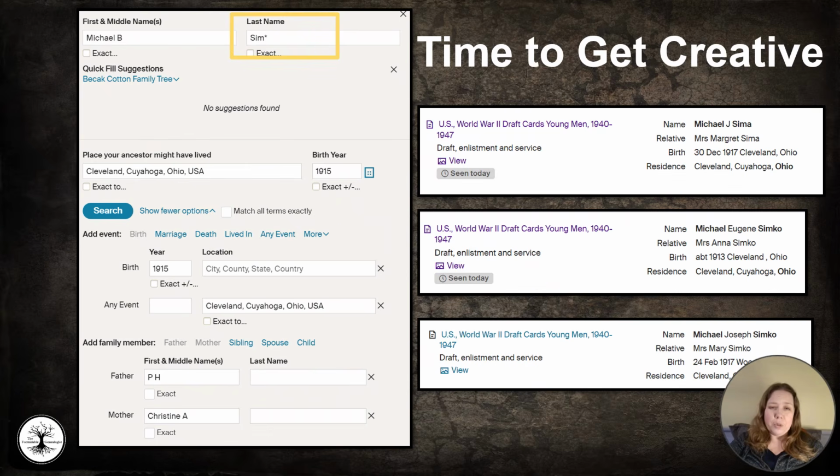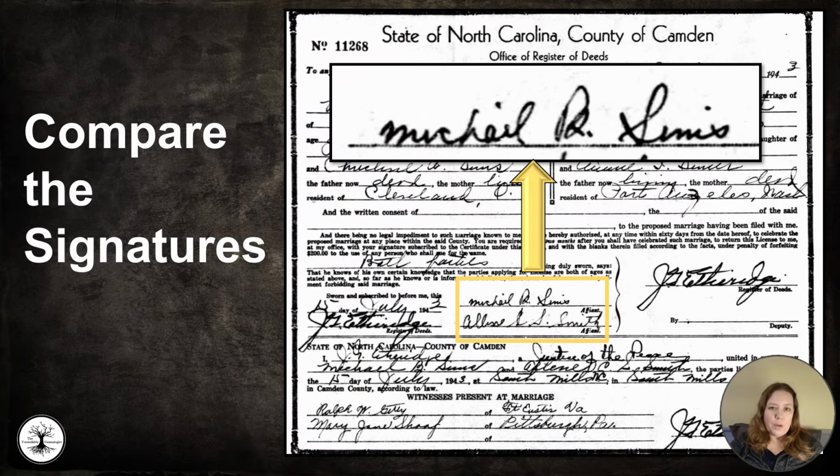I thought the first 3 letters are probably pretty accurate. So I decided to use a wild card and I searched SIM asterisk because that will pull in every letter combination after that asterisk, but it'll keep those first 3 letters constant. Most of the records that were showing up were World War II draft cards, which gave me an idea because signatures are on those draft cards.